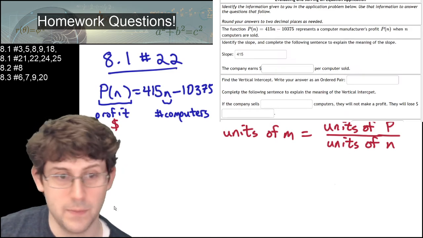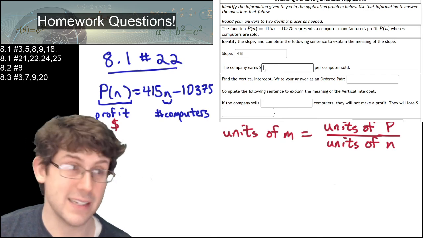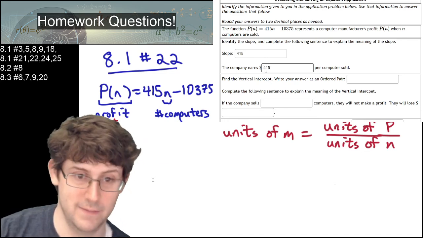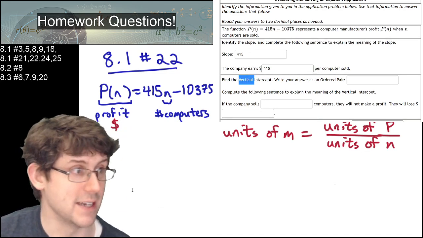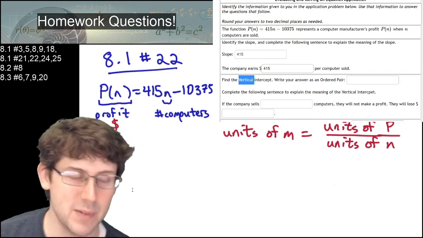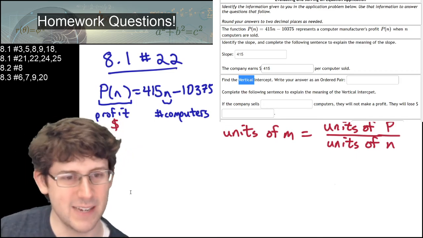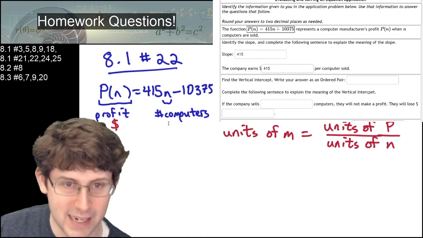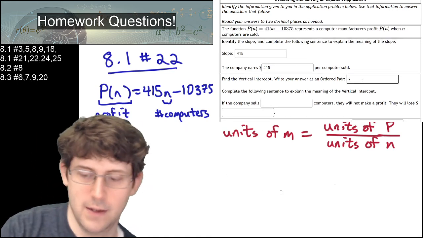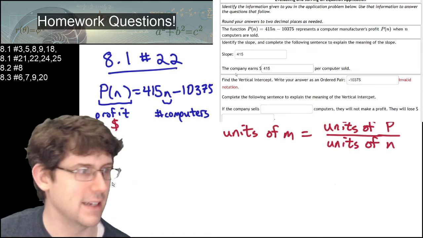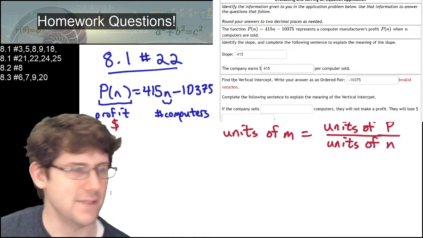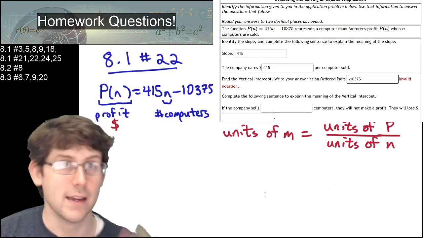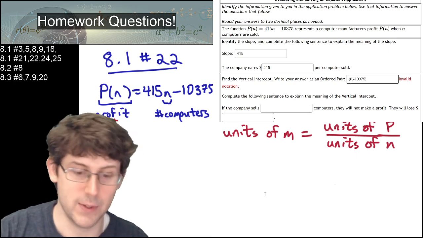Okay, so what is the slope for? Well, the slope tells you that the company earns 415 profit dollars per computer. Okay, what's the vertical intercept? Well, they want to call it the y-intercept, but there's no y in this question. They felt like it would be awkward to call it the p-intercept, so they just called it the vertical intercept, but it's this number, minus 10,375. When I go to type in minus 10,375, it complains. It says invalid notation, so I have to read this more carefully. Find the vertical intercept, write your answer as an ordered pair. Okay, the ordered pair has both the input and the output.